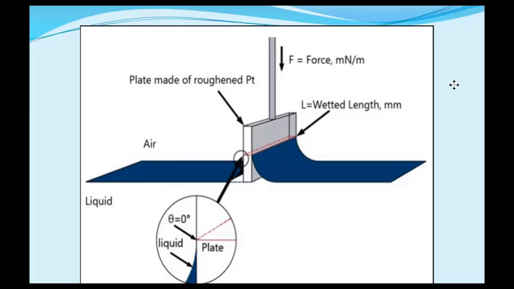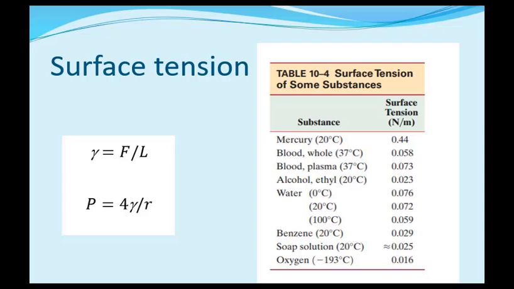Okay, this is one device which can measure surface tension. A force is exerted to stretch the film, and then you note the length, the wetted length. That will give you the surface tension. So surface tension equals force over the length, and the pressure is equivalent to 4 times the surface tension divided by the radius.